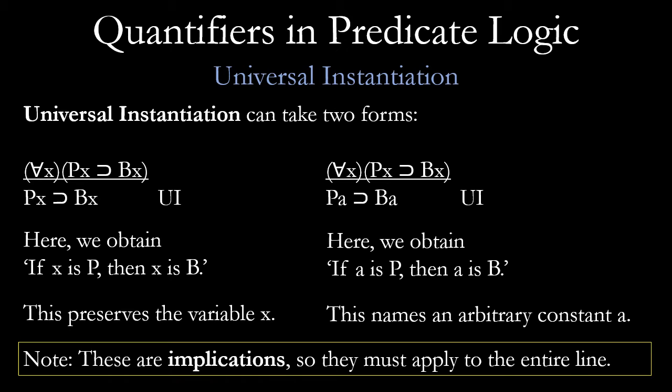Now there are two forms, you'll remember, there are two kinds of inference. There's implication and there's replacement. Implications need to apply to the entire line. So this is only applicable if the quantifier refers to the entire line. Otherwise, you have to use some other method. If the quantifier applies to the entire line, then you can take the entire line and remove the quantifier by replacing it with an instantiating letter. So they apply the entire line.